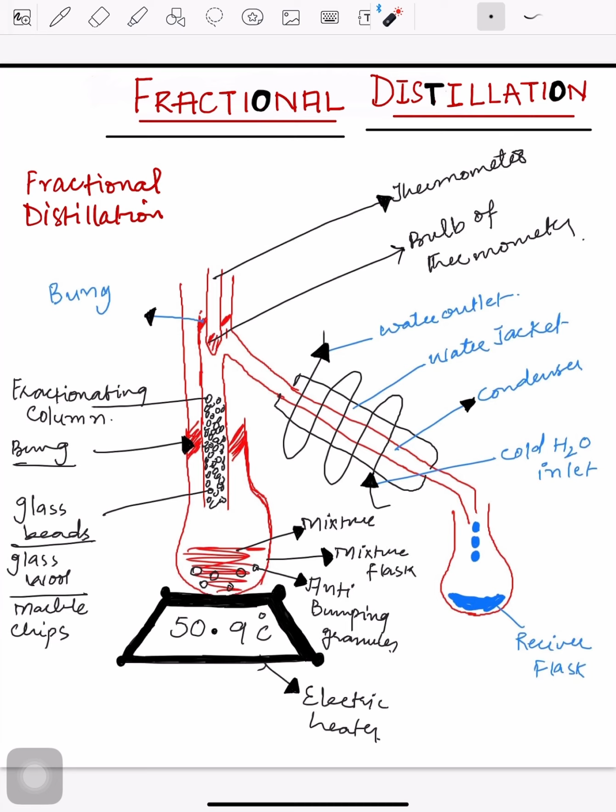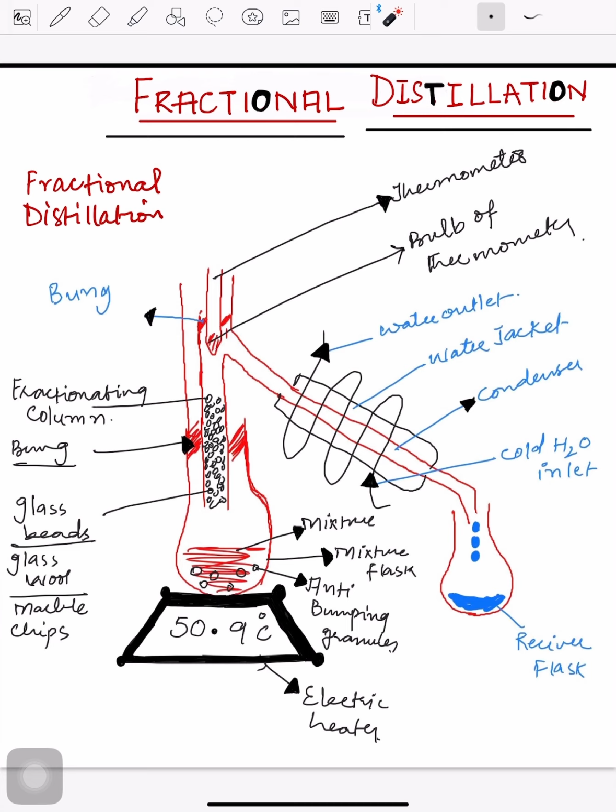All right. Then there is an electrical heater over there. For which purpose, for which reason is this electrical heater used? Number one thing is this: sometimes the fractions are flammable. This is a very important point which I am telling you right now. Sometimes the fractions are flammable, they can catch fire. That's why we cannot heat this mixture flask on the Bunsen burner.